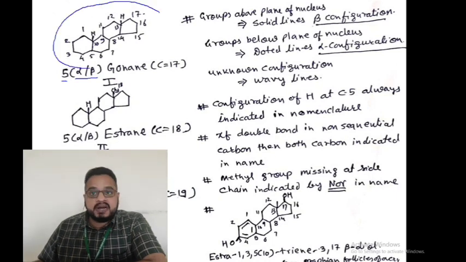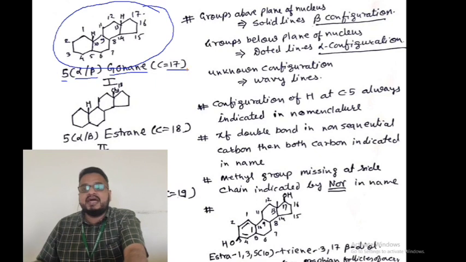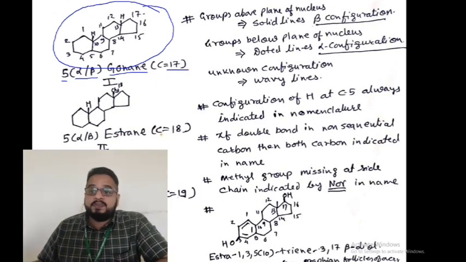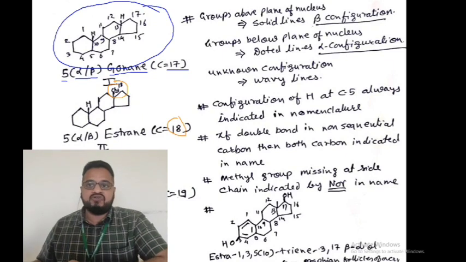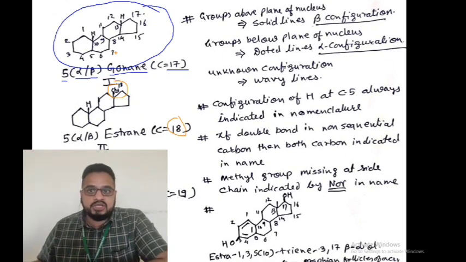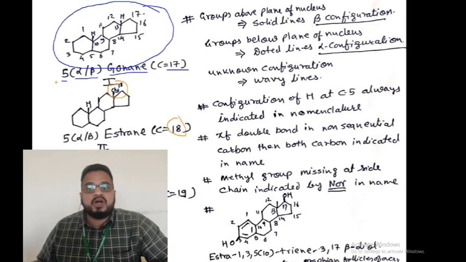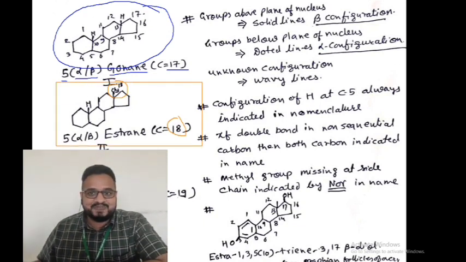Now this particular structure has 17 carbons in it. If it is 17 carbons, that ring we are going to denote as gonane. Gonane is nothing but C17. Now suppose 18 means one additional carbon atom is there. So check where this 18 position is. At the 18 position you are finding one carbon additional to the gonane. So that particular compound we call estrane. So 17 gonane, 18 estrane, and now next is 19.